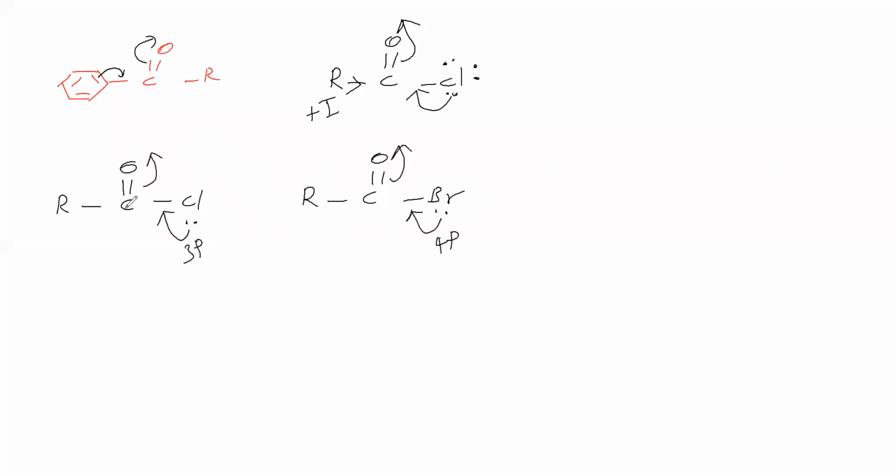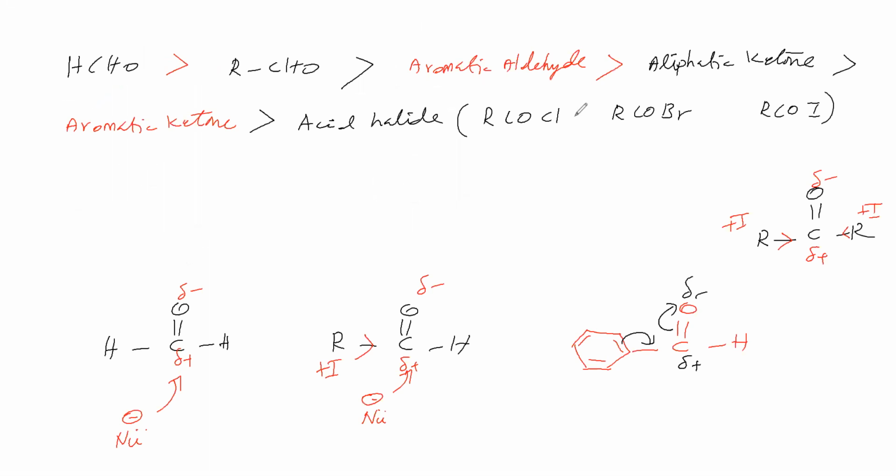If resonance is more effective, the electrophilic nature of this carbon center becomes less, which means nucleophilic addition will be less. Otherwise, nucleophilic addition will be more. Therefore, in RCOCl, nucleophilic addition will be less. RCOBr is higher, and RCOBr is less when compared to RCOI.